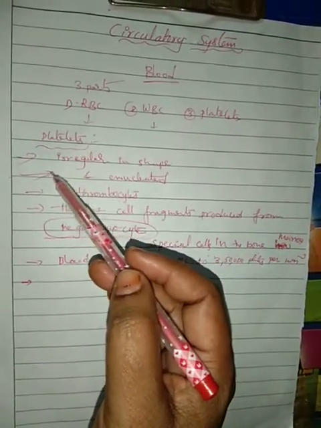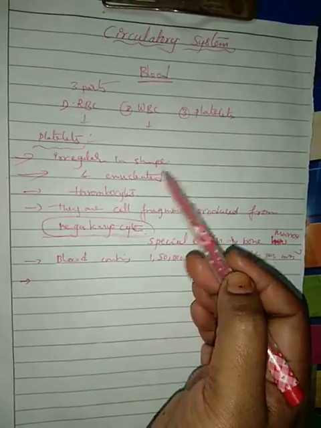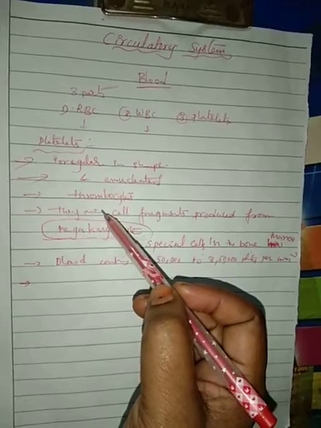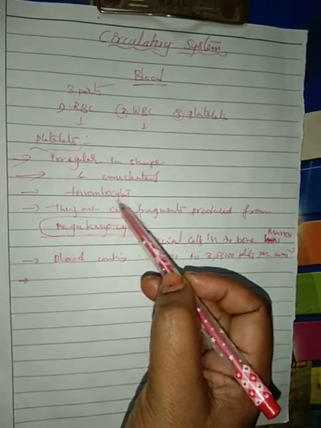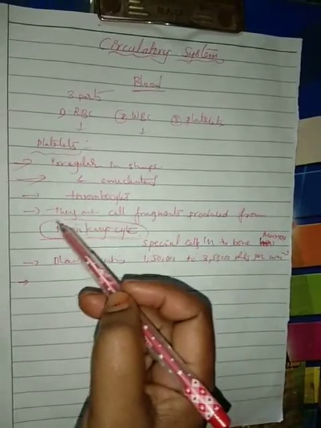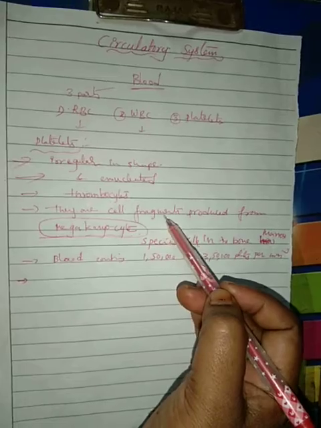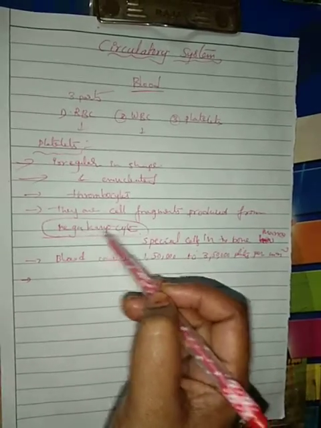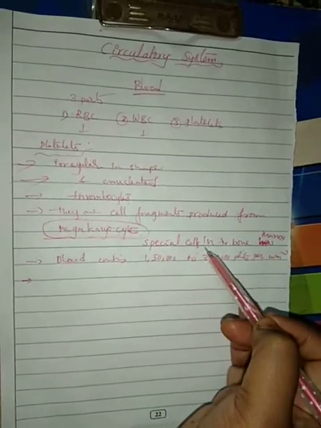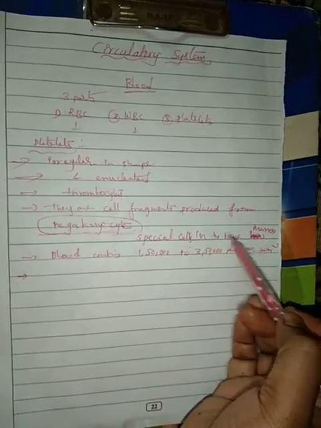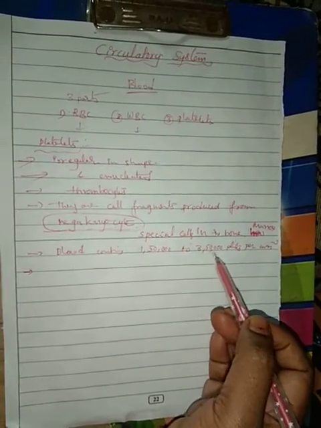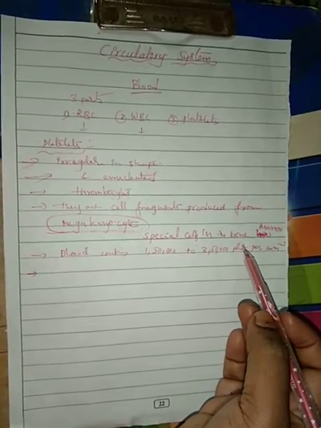First of all, platelets are irregular in shape and non-nucleated. Next, these are also called thrombocytes. And next one, they are cell fragments produced from the megakaryocytes. So what is a megakaryocyte? It is a special cell in the bone marrow. The blood contains 1,50,000 to 3,50,000 platelets per mm cube.